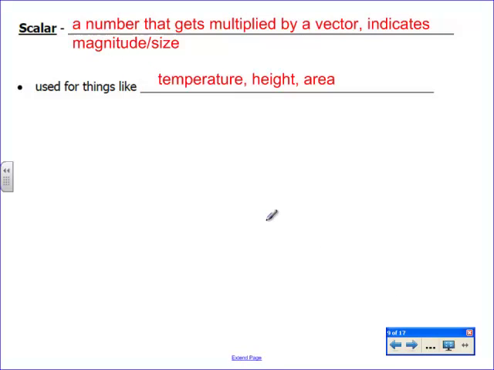Okay, scalar comes up next, and this is a vocab word you may not have heard before, which is why we're taking a second to define it. It's a number that gets multiplied by a vector. It indicates magnitude or size. You can use it for basically anything you're trying to measure the size of. Think about anything you could make twice as big or 3 times as big. Whatever that multiplier is that you're multiplying by is the scalar for that number.